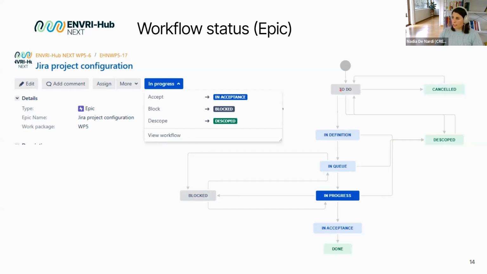I cannot move the ticket from to do to in progress, okay? Because the ticket must be defined and then must be set in queue. In queue means ready to be developed, so ready to be put in the sprint, okay? Then from in queue, it can be set in blocked status if I'm blocked by another epic, or in progress can be set in blocked, okay? If it comes out later, when I already started the activity, that I'm blocked by another activity. And then it's acceptance and done.